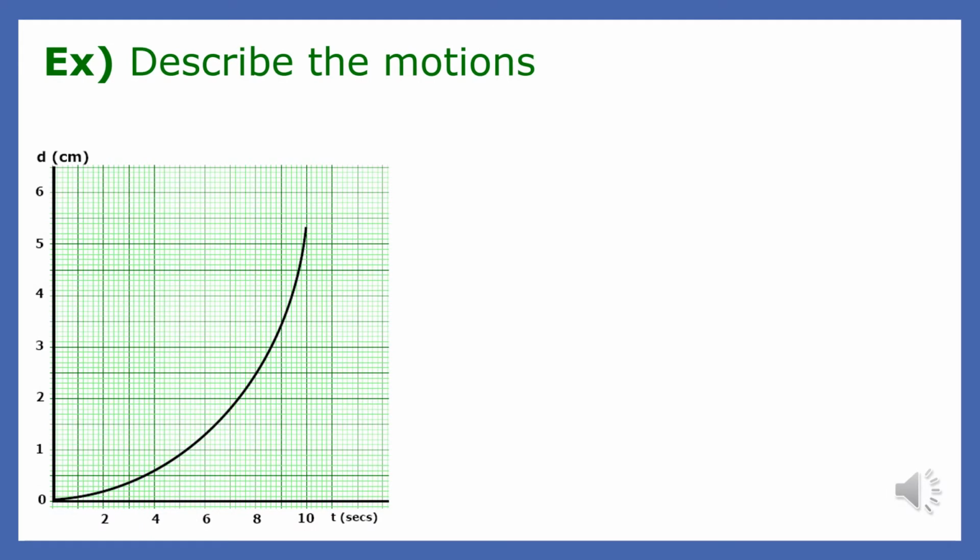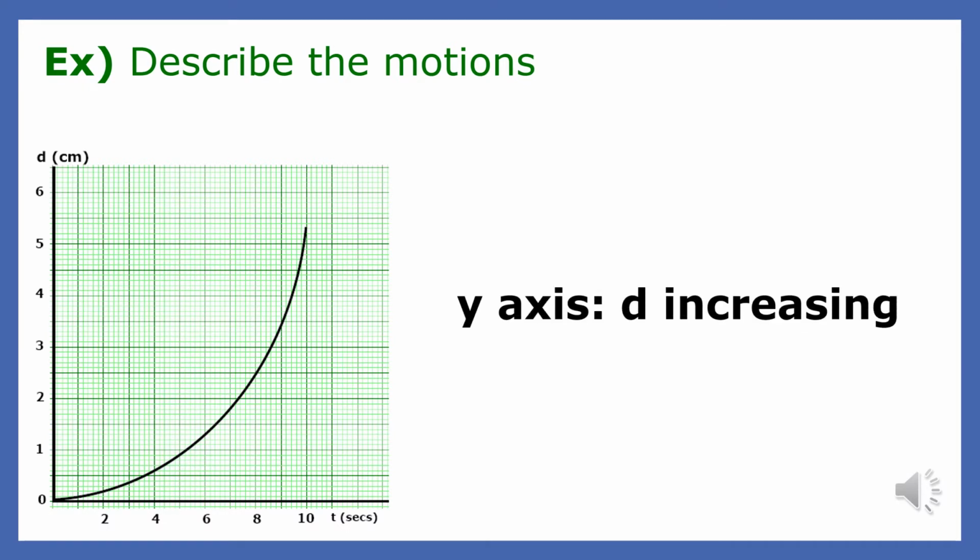Now let's look at another plot. This plot looks like the last plot, but only if you don't realize that displacement is on the vertical axis. This changes everything. Let's start with step 1, the y-axis analysis. The displacement starts at 0 and increases the entire time. The object ends up a little over 5 meters from its starting position.